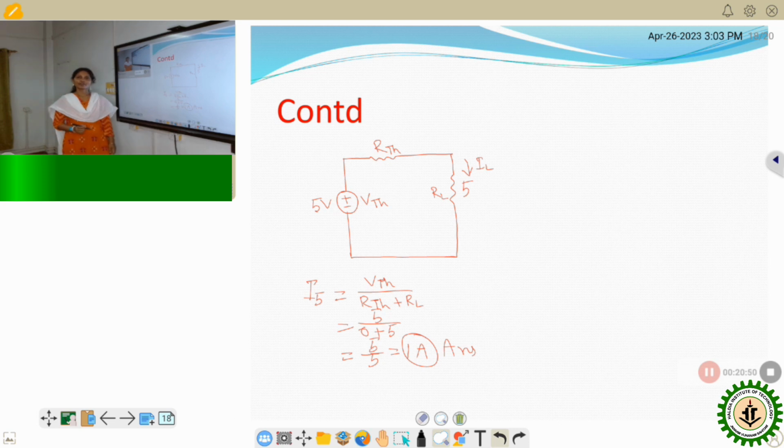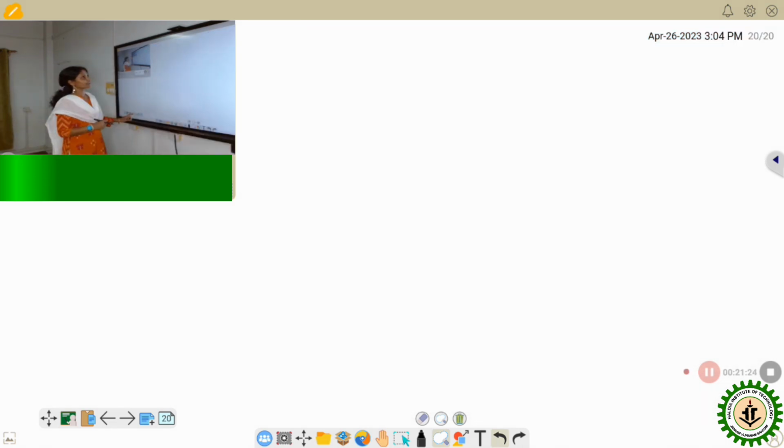I think all of you understand the Thevenin theorem and its statement, and how to calculate VTH, the Thevenin equivalent voltage, and RTH, the Thevenin equivalent resistance, and the current through the load resistor from my lecture. In the next lecture I will deliver Norton's theorem. So thank you all of you.